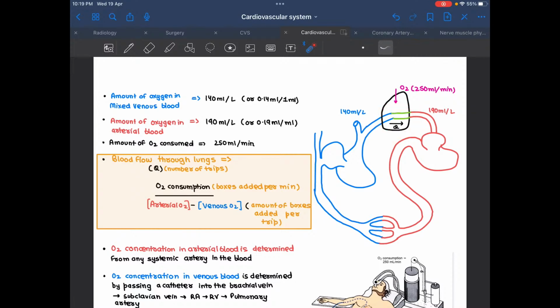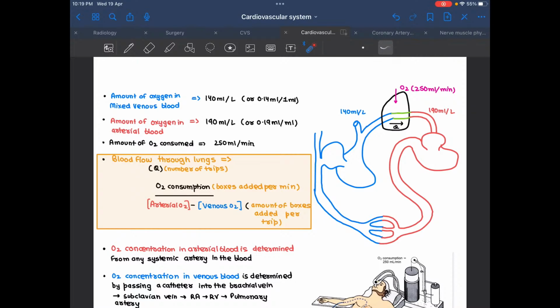So how can I calculate the flow by having these three variables available to me? I'm going to take the amount of oxygen that is being removed by a particular organ, divided by the arteriovenous difference between them. That's going to give me the flow. Let me repeat. The amount of oxygen that is being extracted, that is being used by any organ. It could be oxygen or it could be anything else as well.